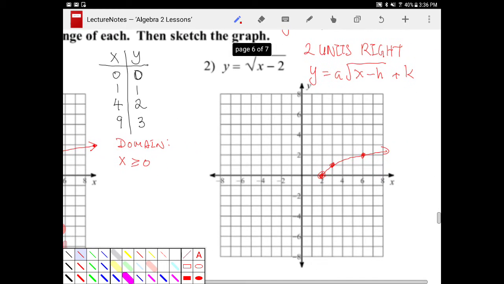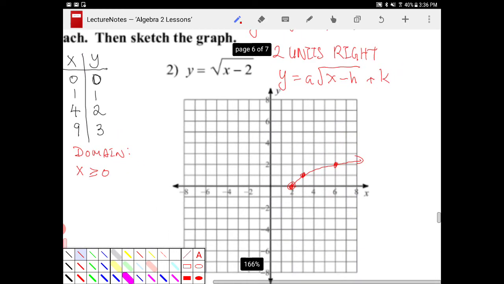Let's take a look at this guy. What's the domain in this case? The graph here starts at 2.